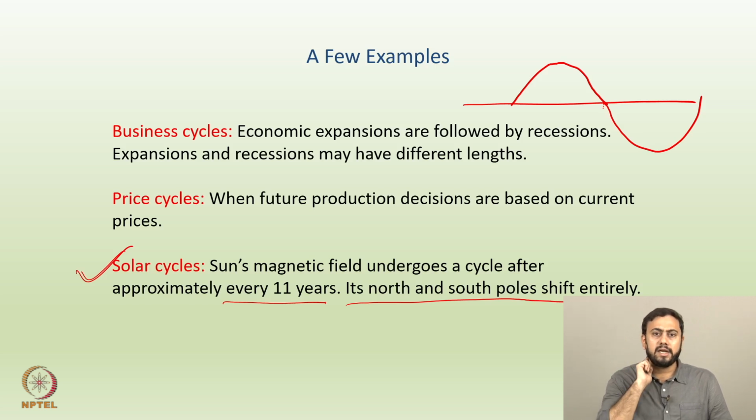After every 11 years, the north and south poles of the sun exchange their position. They shift entirely, alright. So, it is a similar idea to a business cycle or a price cycle. Let us say when the north pole is in one direction, the stage could be an expansion stage, and then when it starts flipping, we attain a recession stage, then probably a depression stage, and then again a recovery stage, alright. So, all these are a few examples of where one can observe cyclical behavior in natural phenomena, price data, business cycles and so on.